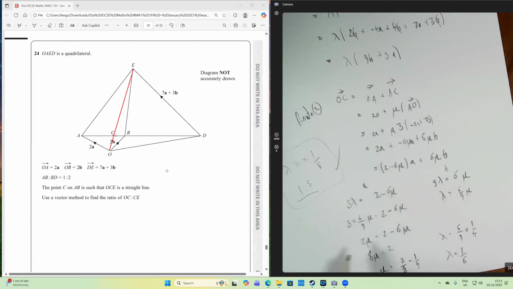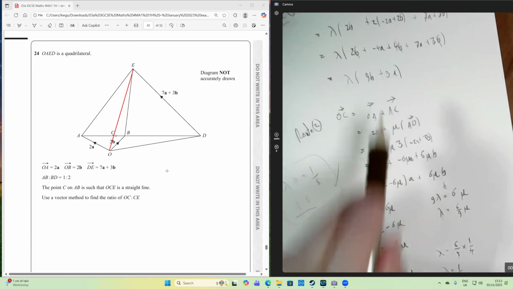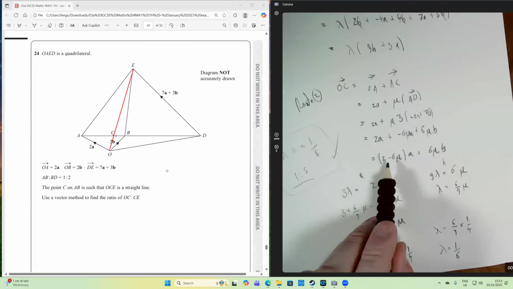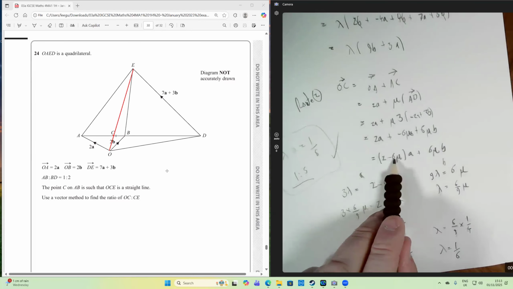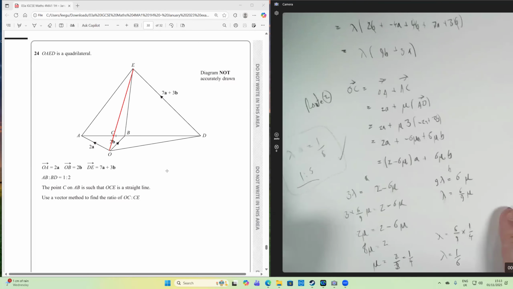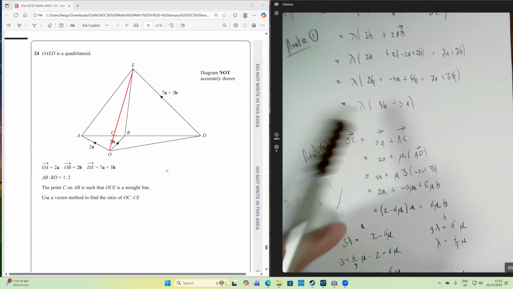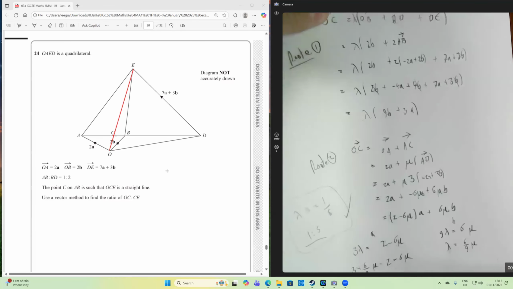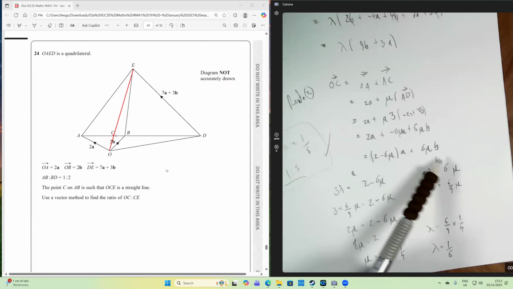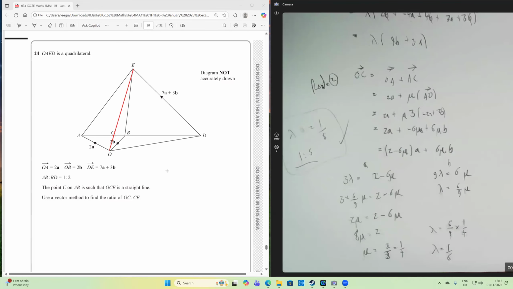Now let's have a look. So the coefficient of A is going to be 3 lambda from route 1, and the coefficient of A from route 2 is going to be 2 minus 6 mu. So we have 3 lambda equals 2 minus 6 mu. Okay, so that's our coefficients of A. Our coefficients of B are going to be 9 lambda equal to 6 mu. So we've just equated our coefficients of A and our coefficients of B.